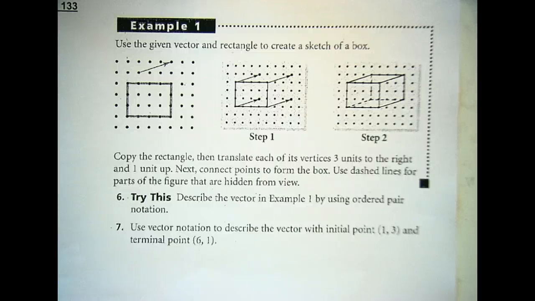Number 6, describe the vector in example 1 using vector notation. I want you to do that with your neighbors. And number 7, use the vector notation to describe the vector with an initial point at 1, 3 and a terminal point of 6, 1. I want you to answer 6 and 7 with your groupies there.